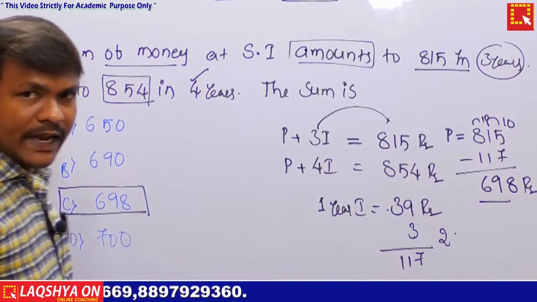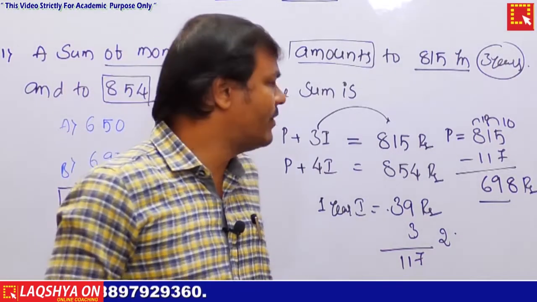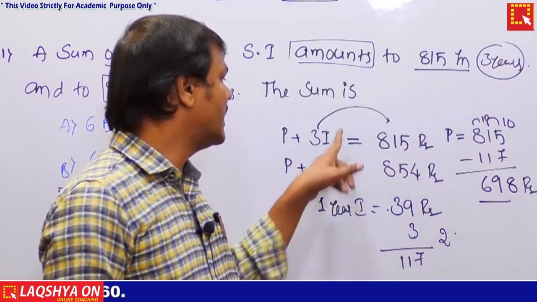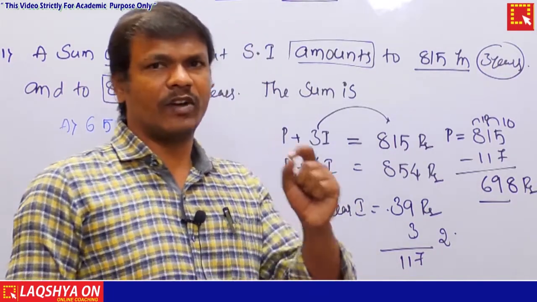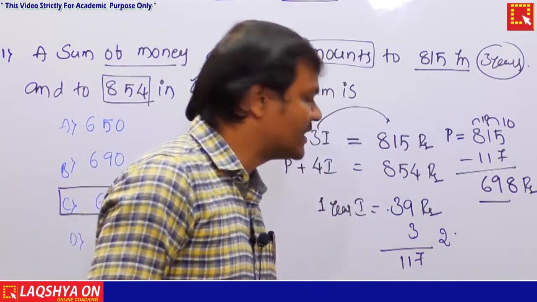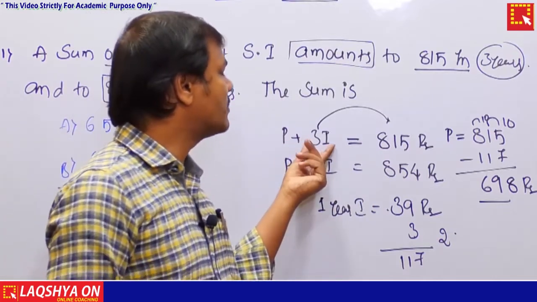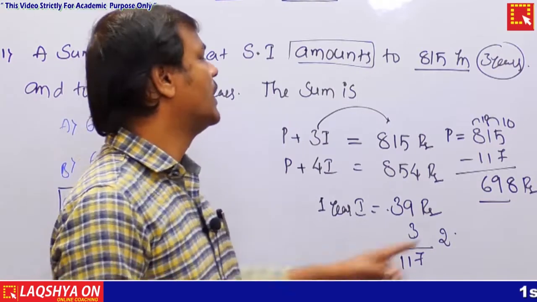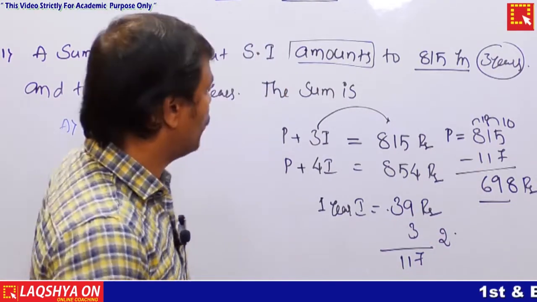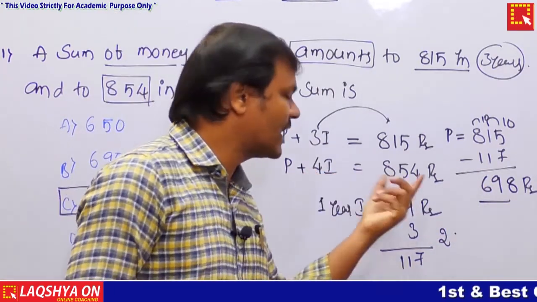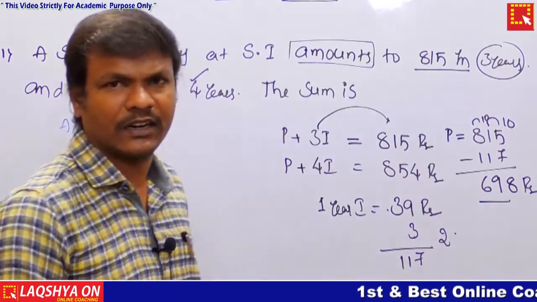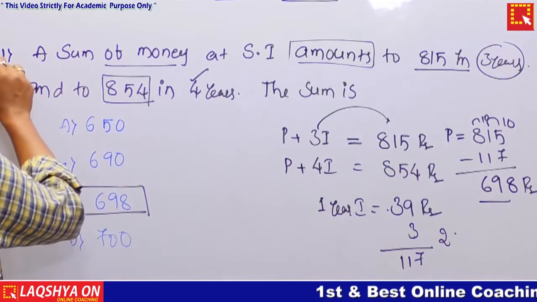Okay, simple. The amount after 3 years is 815 and after 4 years is 854, that means 1 year of interest is the increase. What is the 1 year of interest? 39 rupees. If you remove the 3 years of interest from the first amount, you get the principal. Or if you remove the 4 years of interest from the second amount, you also get the same answer, 698. Okay, that's it. Very, very simple and important model.